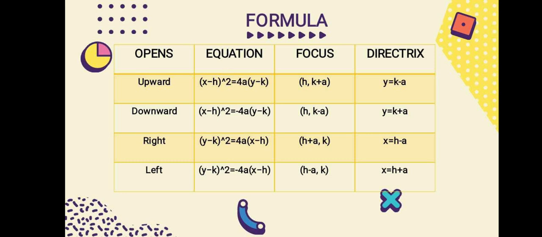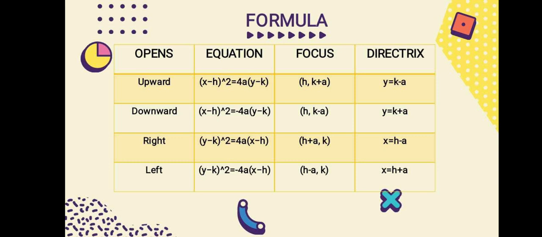Next is the focus. We can find the focus through these formulas. (h, k plus a) is for upward, while for downward it is the same but with a different sign, (h, k minus a). For the right, (h plus a, k), and for the left, (h minus a, k).